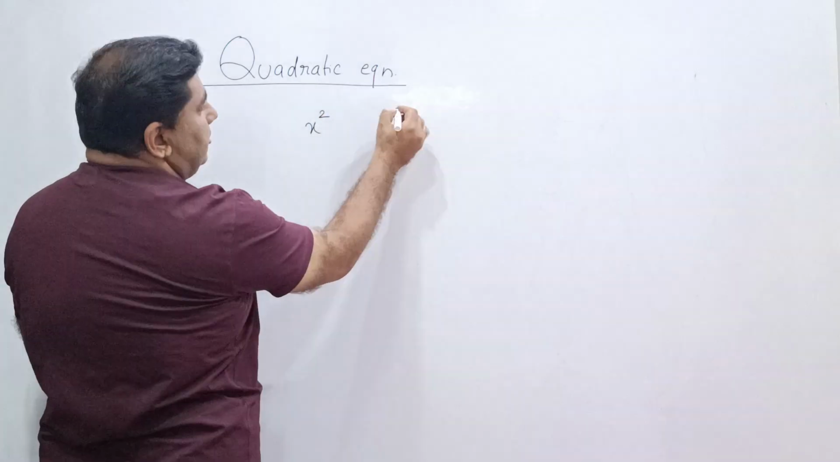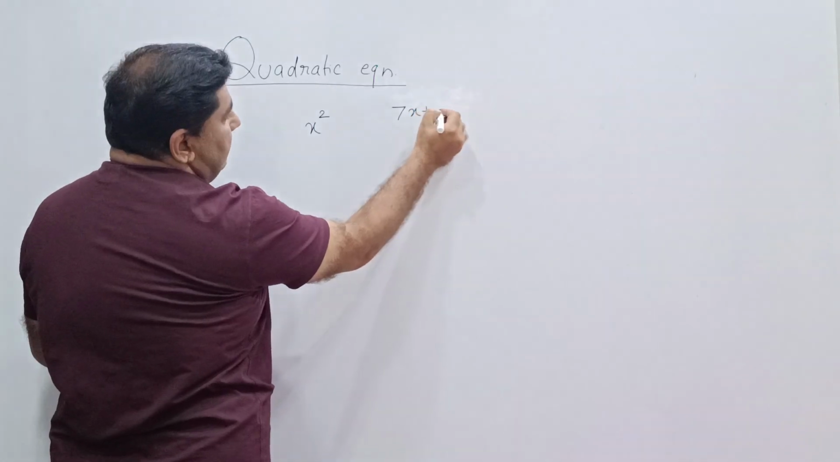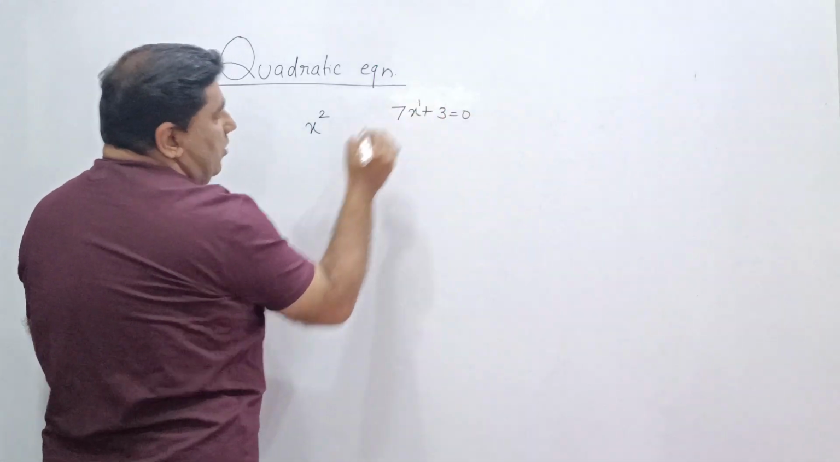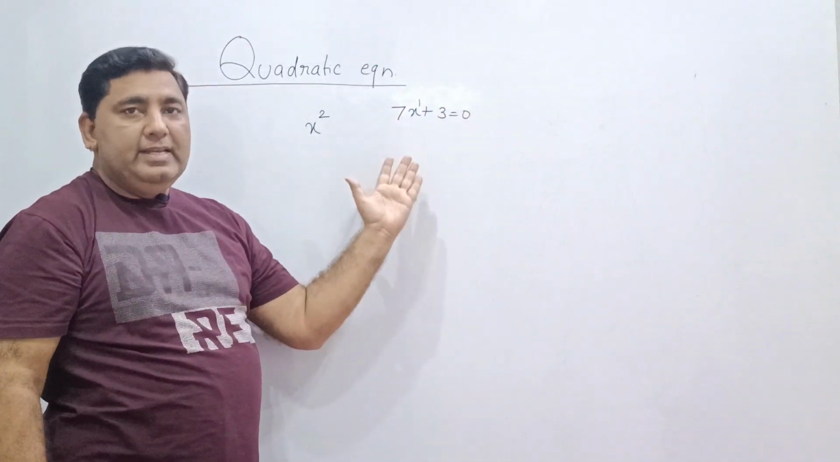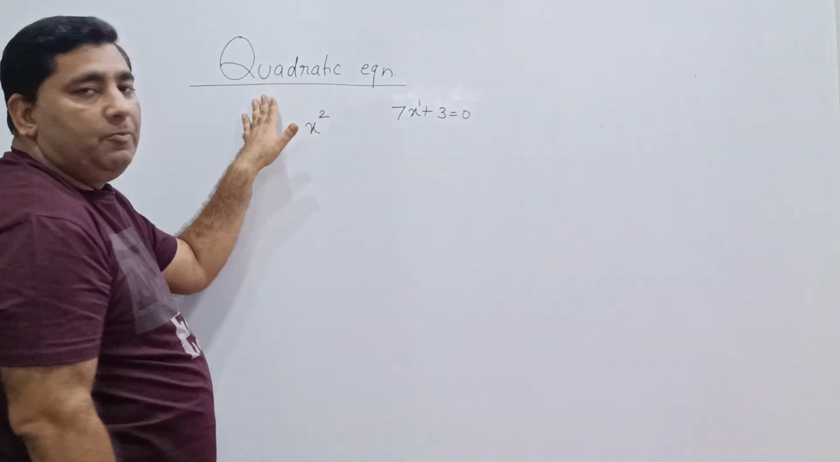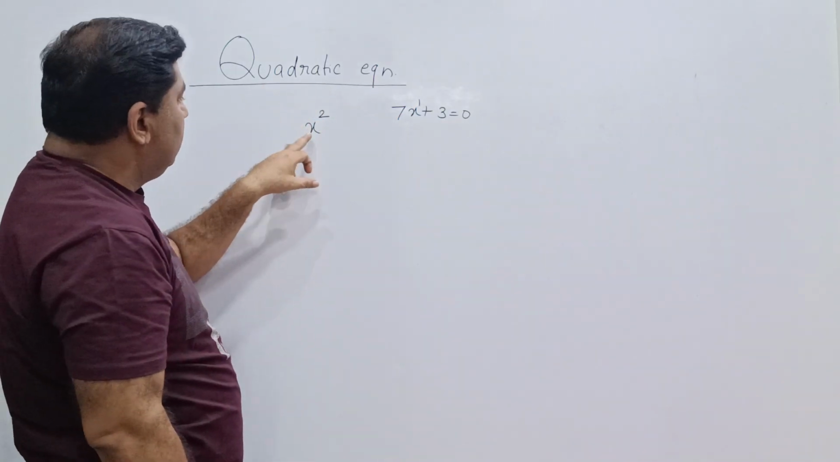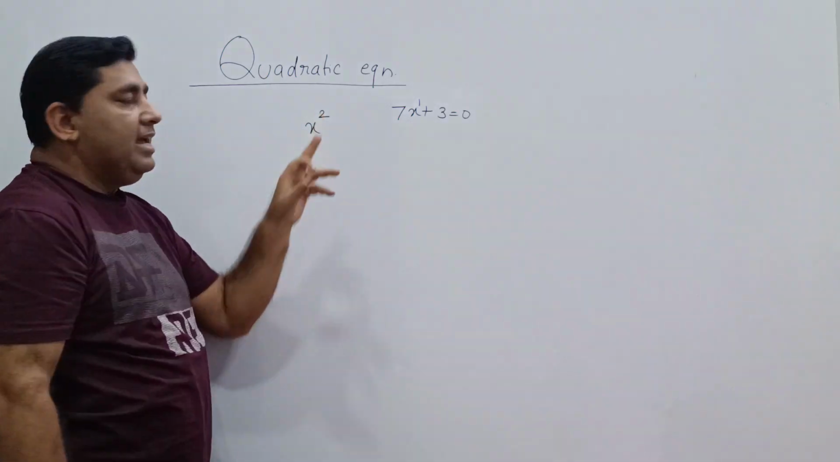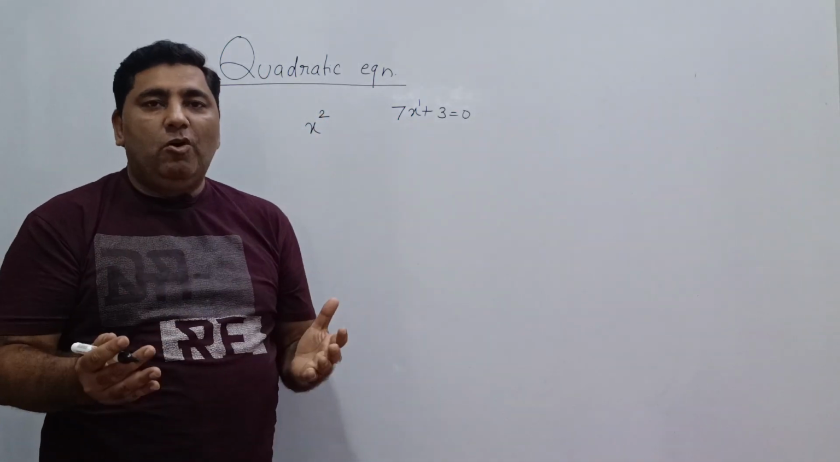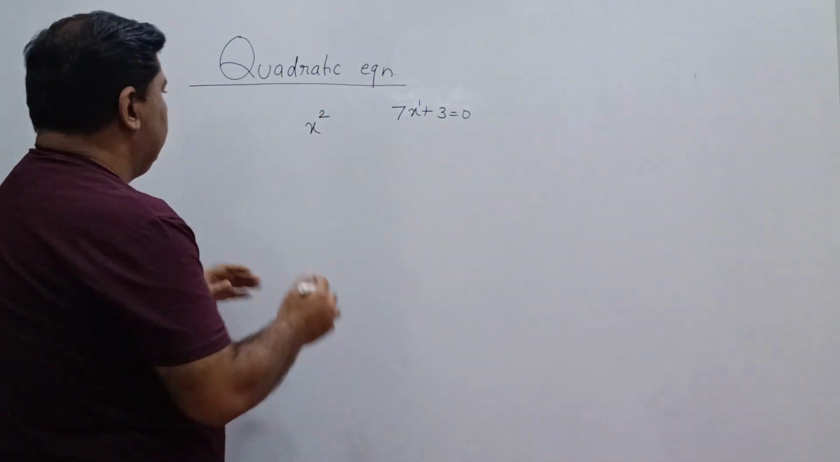Like in class 9th you saw, if there is power 1, this is called the linear equation, but today my topic is quadratic equation. So if the variable has degree 2, then it is called the quadratic equation.